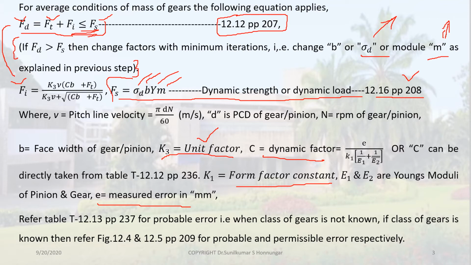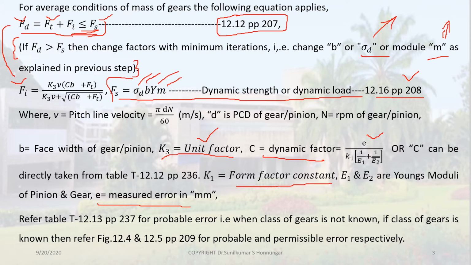And again E, you will be surprised. There are two kinds: one is a probable error and another one is a permissible error. What do you mean by probable and permissible? I will slowly narrate. Probable means you don't know the accuracy or class of the gears. That means you are not clear whether it is class 1, class 2, class 3. In that case you have to take a probable error. Probable means tentative, maybe.